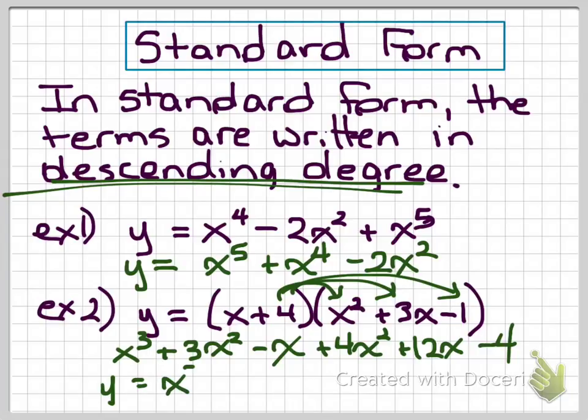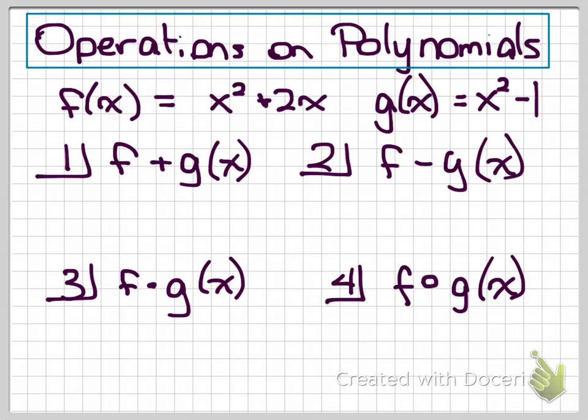So we only have one cubed term, but we have 2 square terms giving us 7x squared, and we have 2 plain old x terms giving us 11x, and then we have one constant of minus 4. I think that's pretty straightforward for you. Okay, so this is what we've been doing the last couple of days.